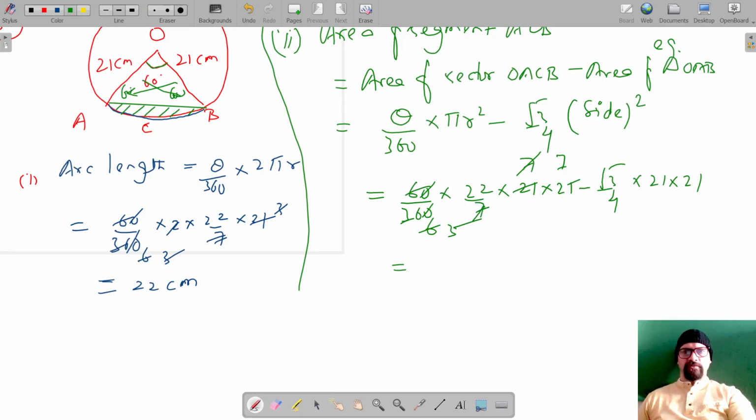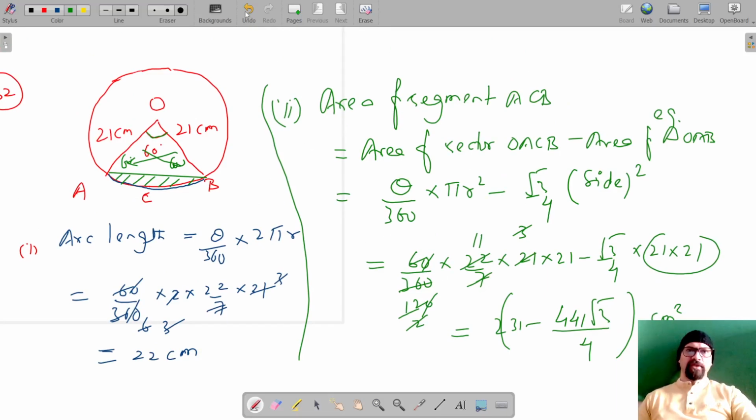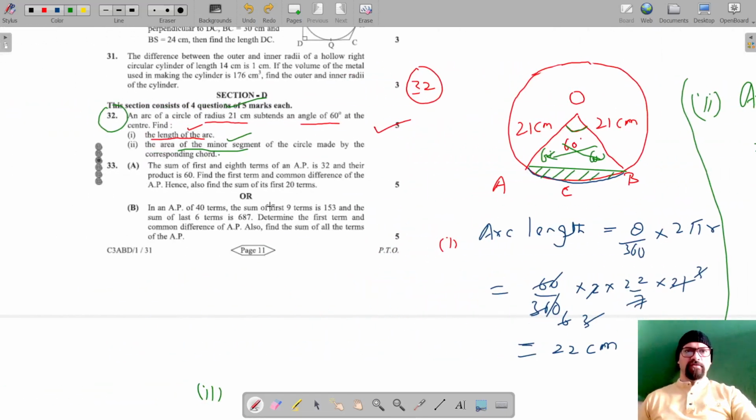I will just leave it because the value of root 3 is not given in the question. This is 60 upon 360, 22 by 7 into 21 into 21. So this is 3, and with this it gets cancelled over 120, and this is 2. Now this is 11, and 11 into 21 is 231. So 231 minus 21 into 21, which is 441, by 4 into root 3 centimeter squared is the area of the minor segment. I will just leave it as 231 minus 441 by 4 root 3, because the value of root 3 is not given in the question, so I will just leave it here.